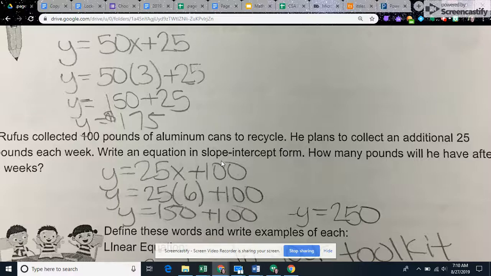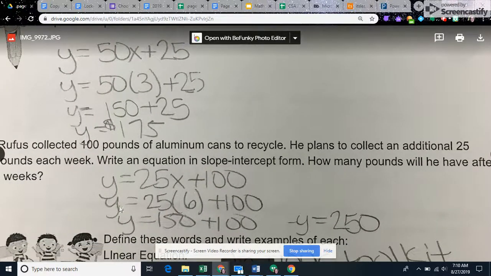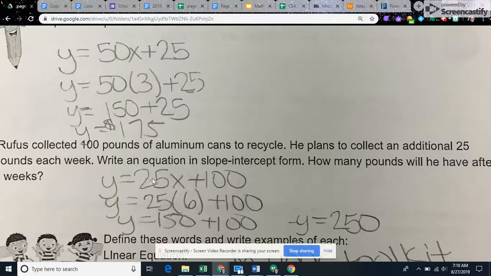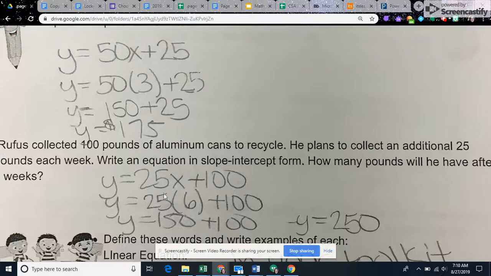Rufus and his aluminum cans, we know that equation is 25x plus 100. How many pounds would he have after, I must have cut it off, but it must be 6 because that's what I have here. So after 6 weeks. Again, since it's 25 pounds per week and we want to know about 6 weeks, we're going to plug that in for x. 25 times 6 is 150. 150 plus 100 is 250.